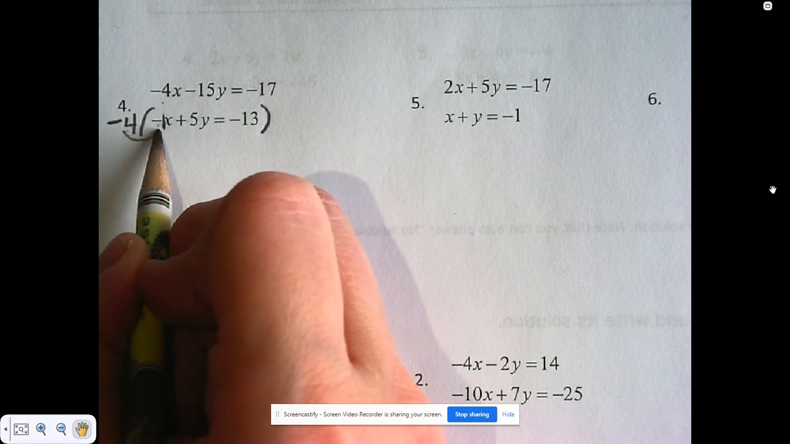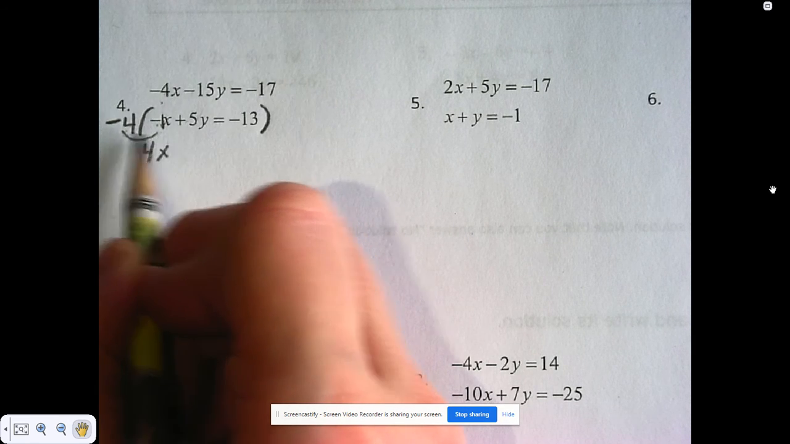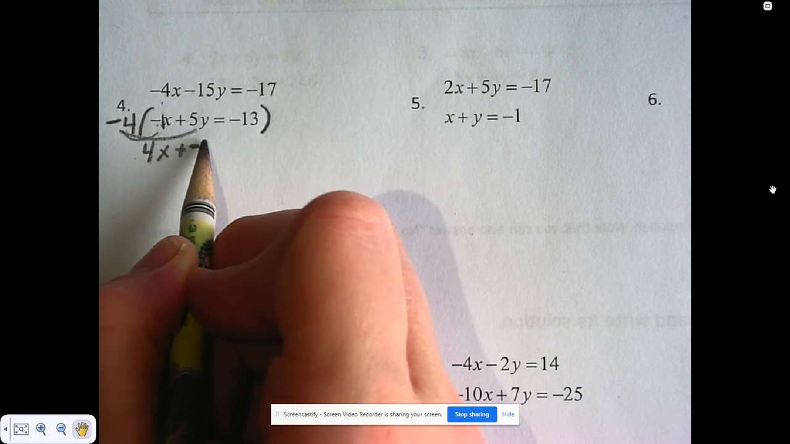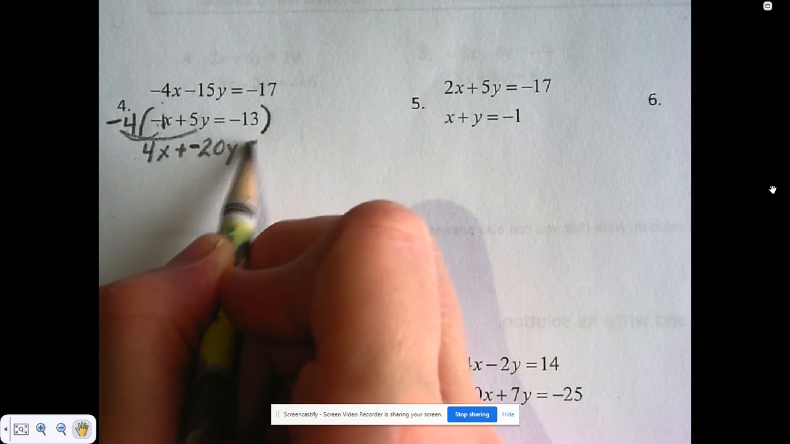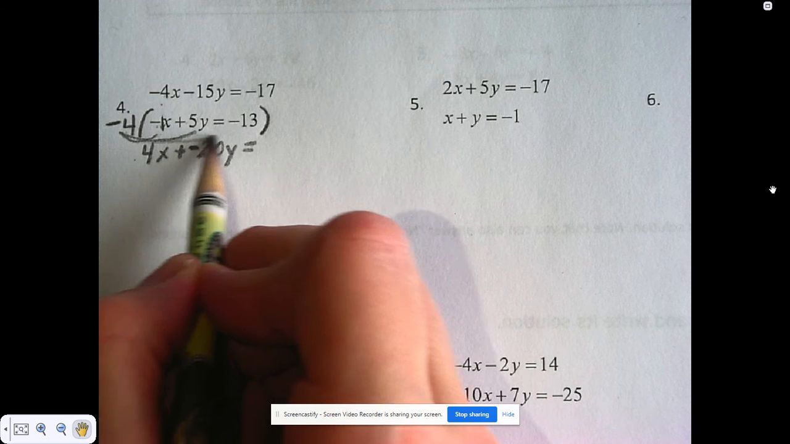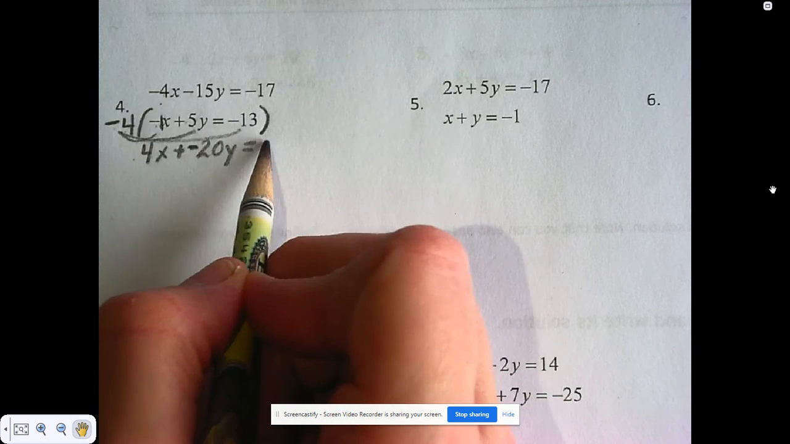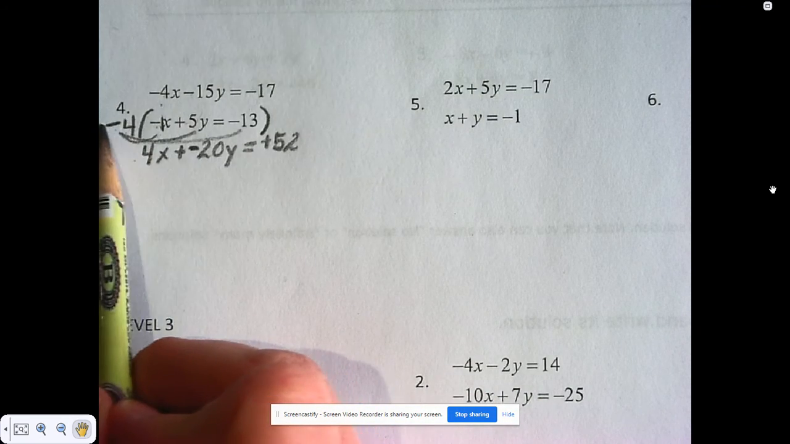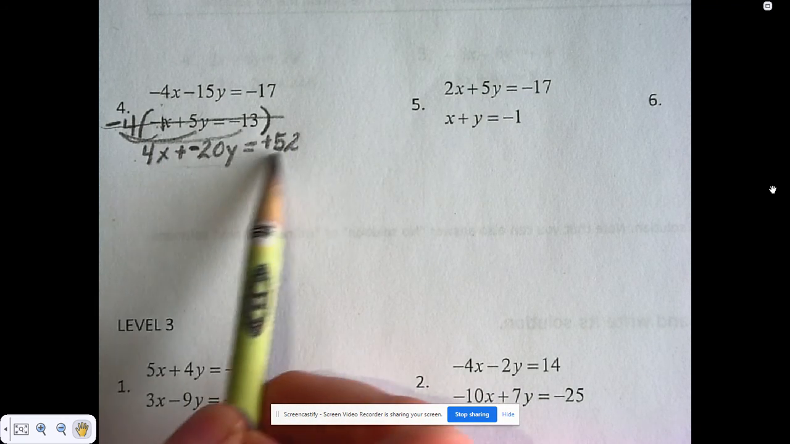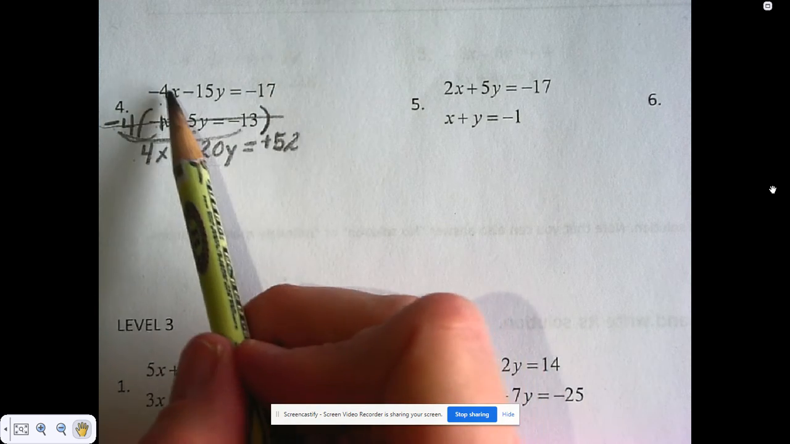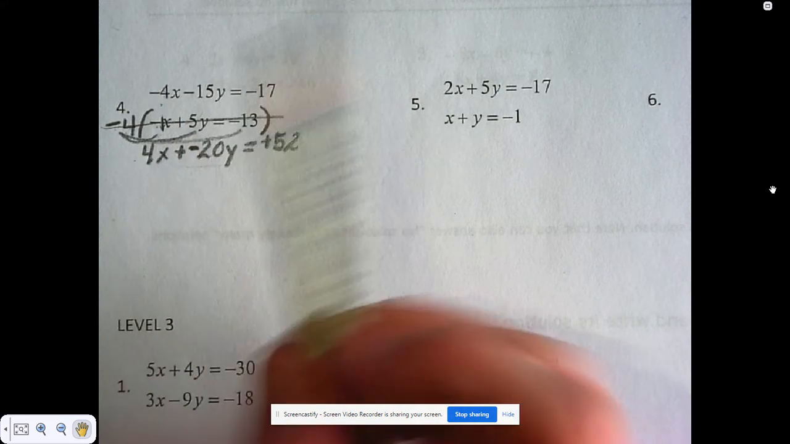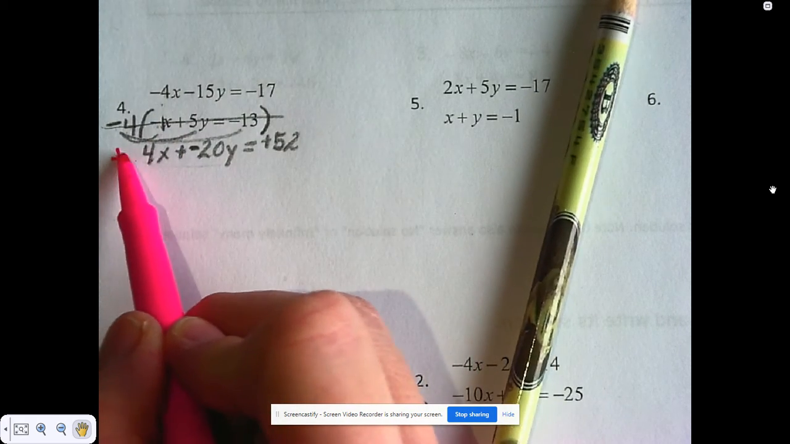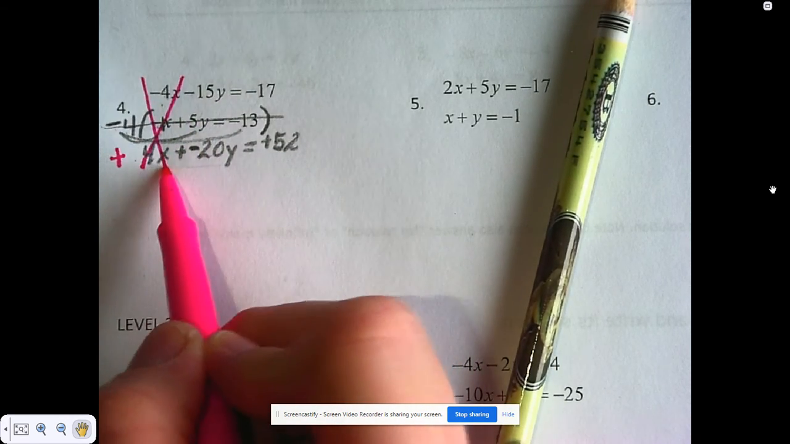So I go -4 times -1x, that's positive 4x. -4 times 5y is going to be, careful, a -20y. And then I also need to do -4 times a -13. So negative times negative is a positive, and that is 52. Now at this point, I'm going to lightly cross this out because this is what my new equation became. And I have a -4x and a positive 4x. Because they are the opposite, I'm going to add. I'm going to eliminate these right here.